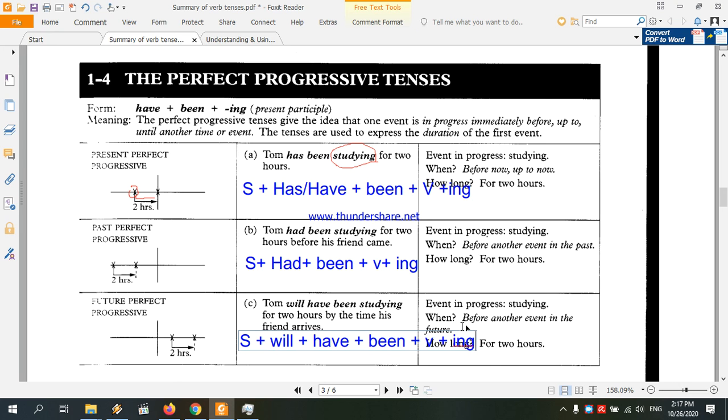So now we completed the 12 types or 12 tenses of the English verbs. We have three times, we have three tenses: past, present, and future, and we have four aspects. We call them aspects. We have simple, we have progressive, we have perfect, we have perfect progressive.